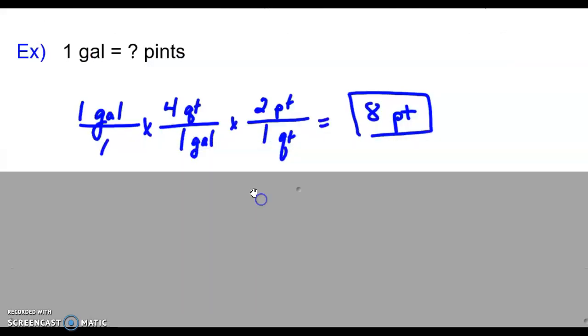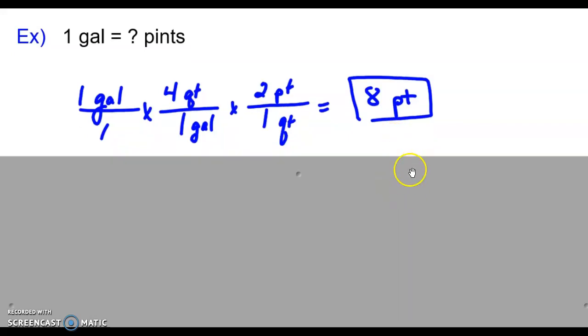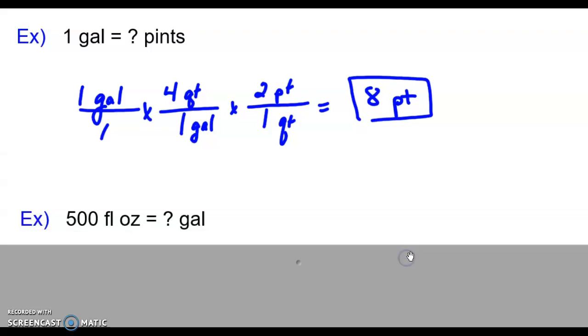The way I chose to do it is say 1 gallon, and then use the 4 quarts for each 1 gallon. So my gallons cancel. Now I'm into quarts, but then I know that there are 2 pints in every 1 quart. So multiplying across the top, I get 8 pints out of that 1 gallon. As I said, you could have done it using one of the other conversion factors. As long as you're using a legitimate method, it's fine.